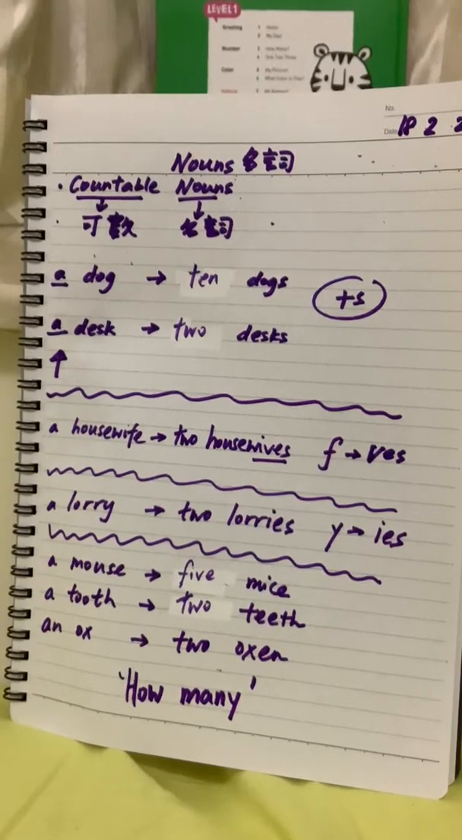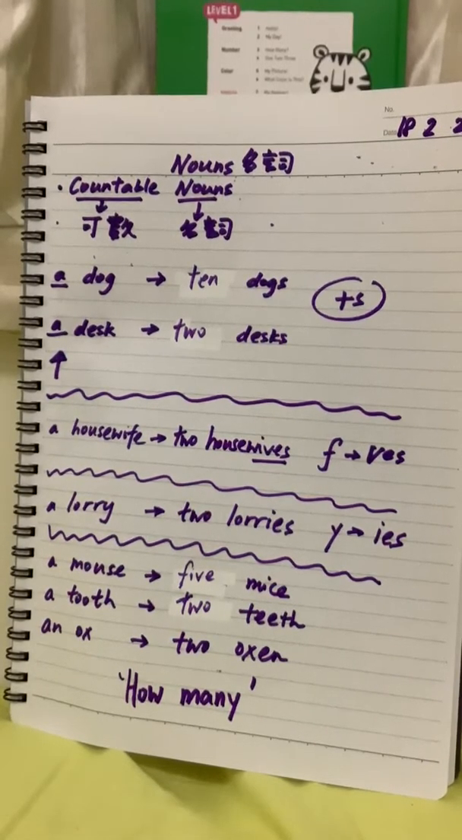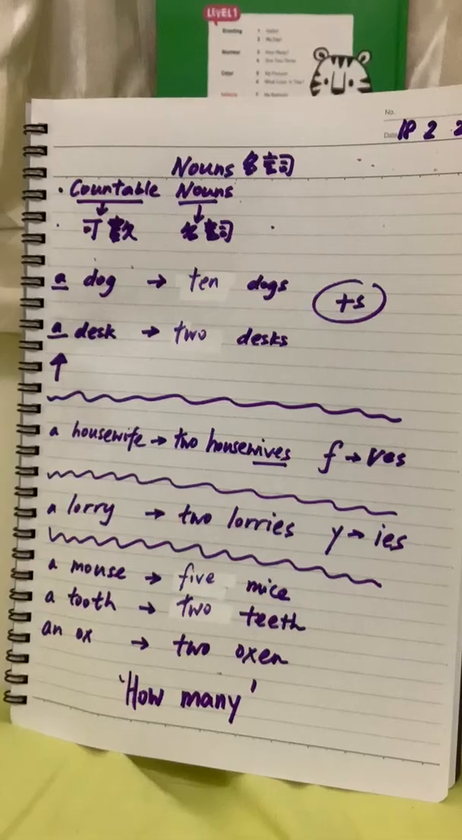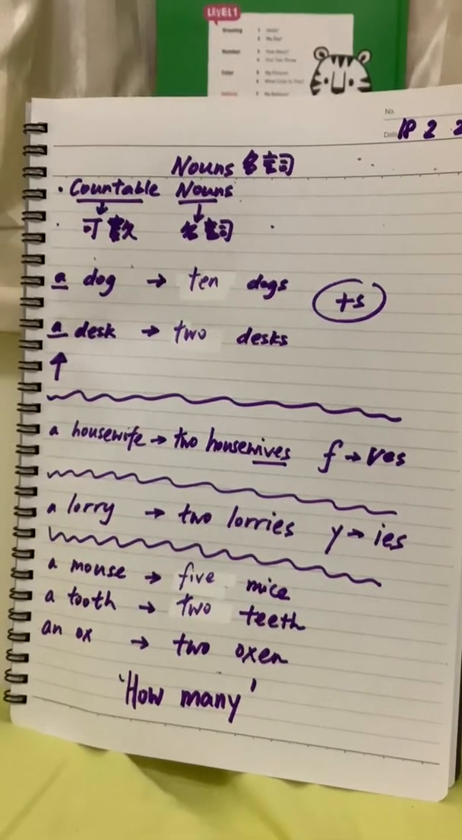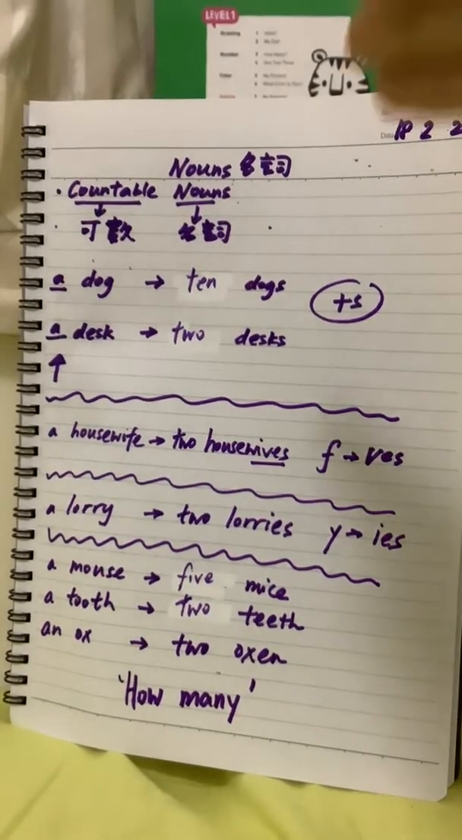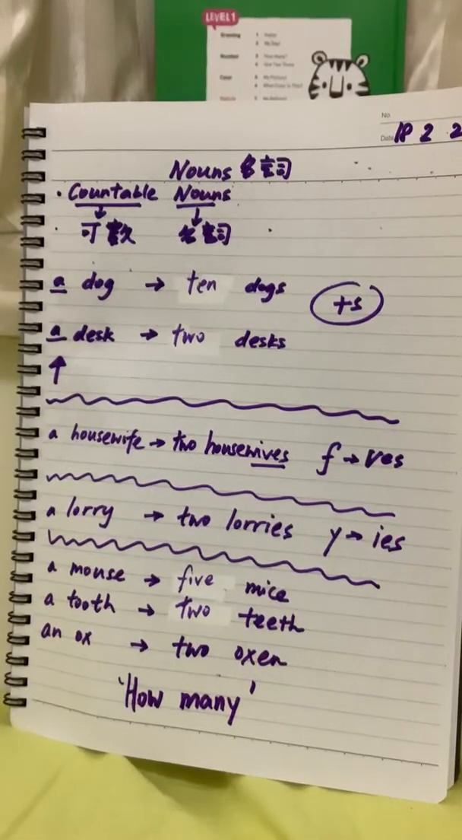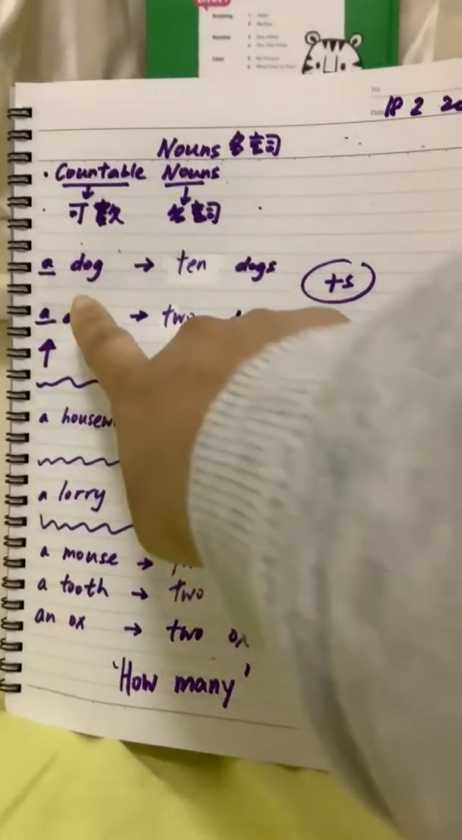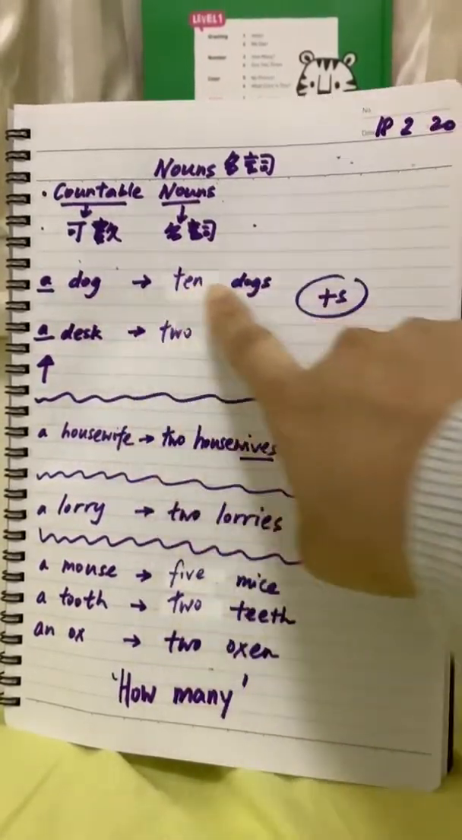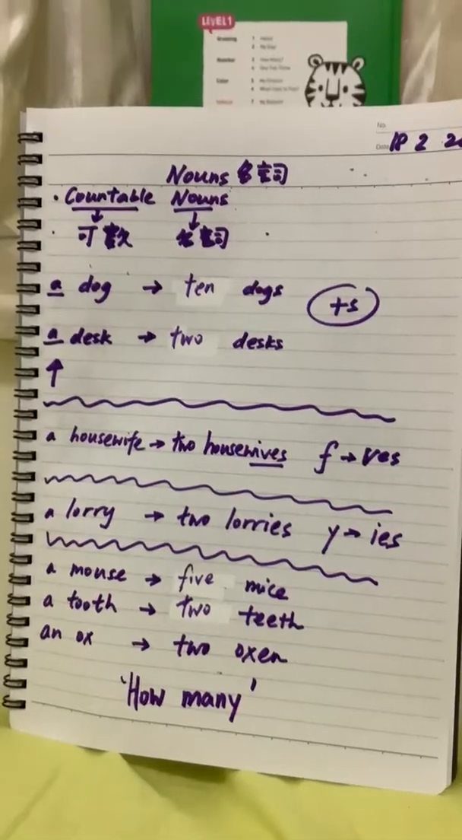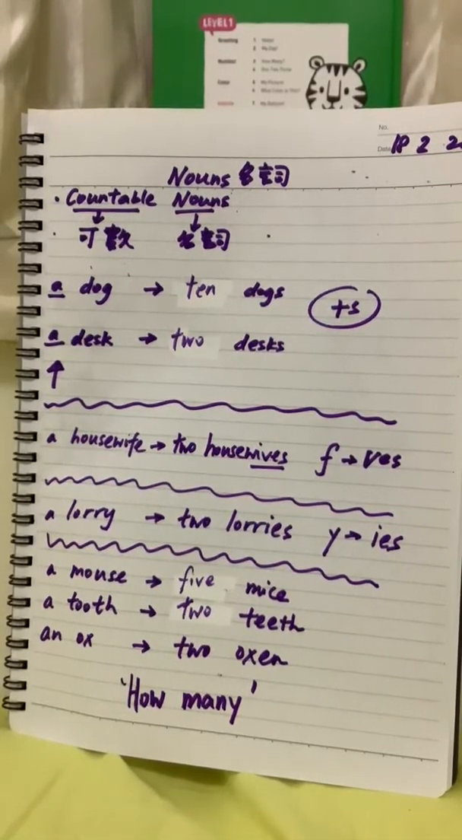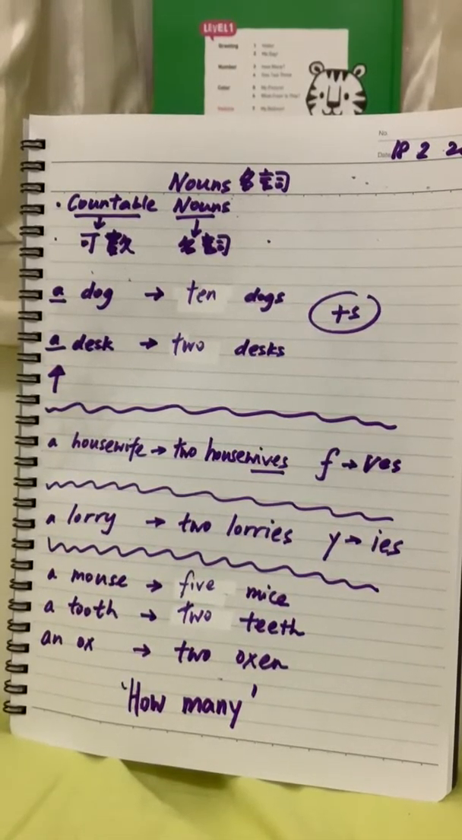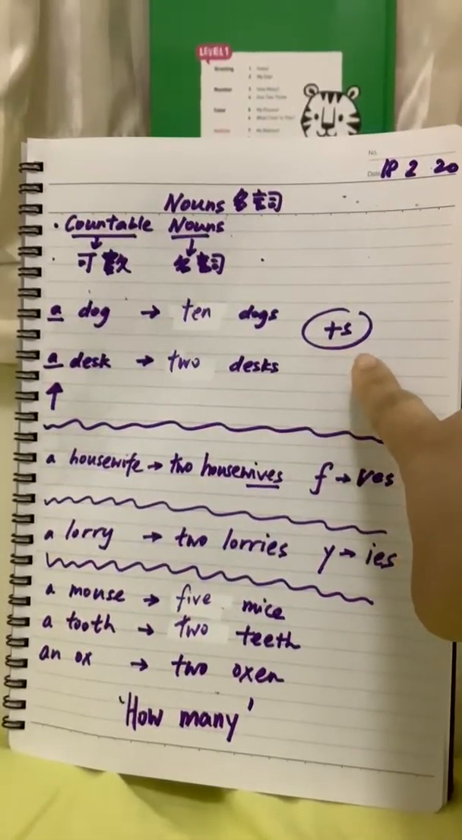There are two major types of nouns. One is called countable, and the other one is called uncountable. Countable nouns are any nouns that can be counted. You can tell if a noun is countable by looking at these few types. The first one: a dog, 10 dogs. You just add a in front of a noun and then add an s if it's plural. So a dog, 10 dogs, or a desk, 2 desks. You just need to add an s.